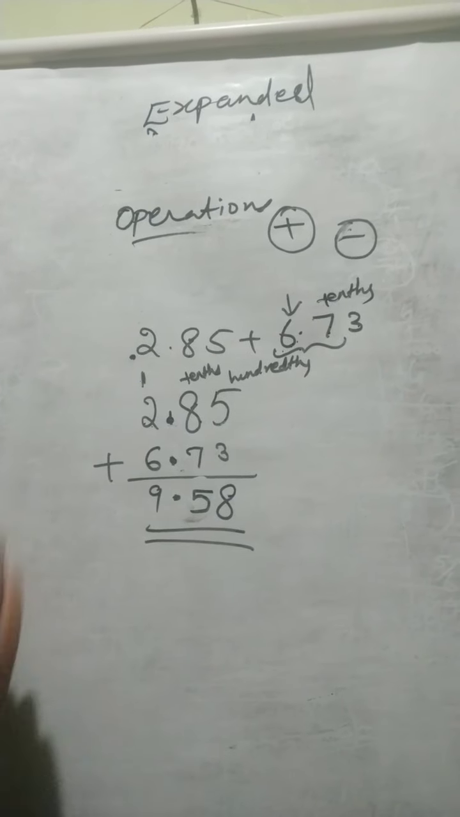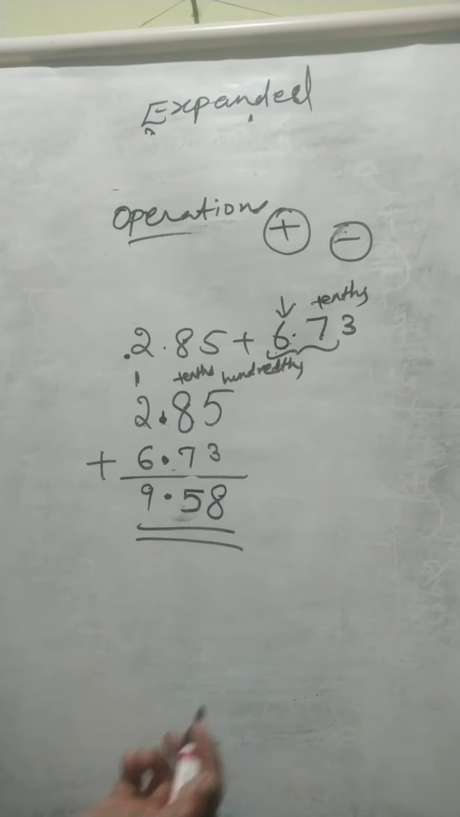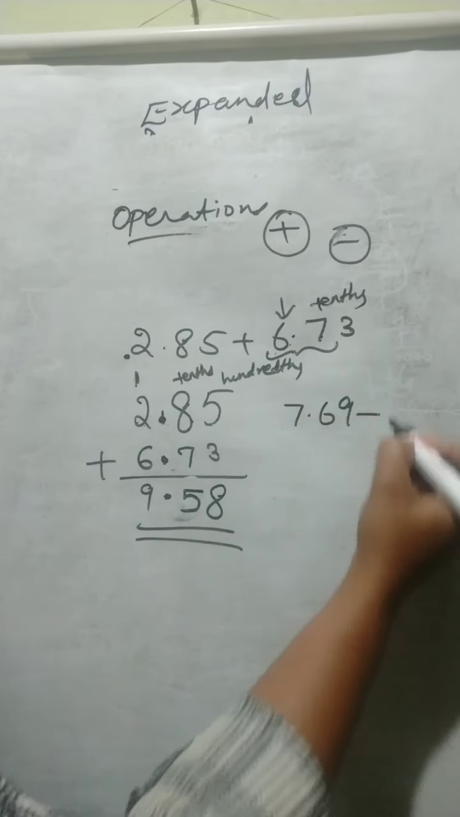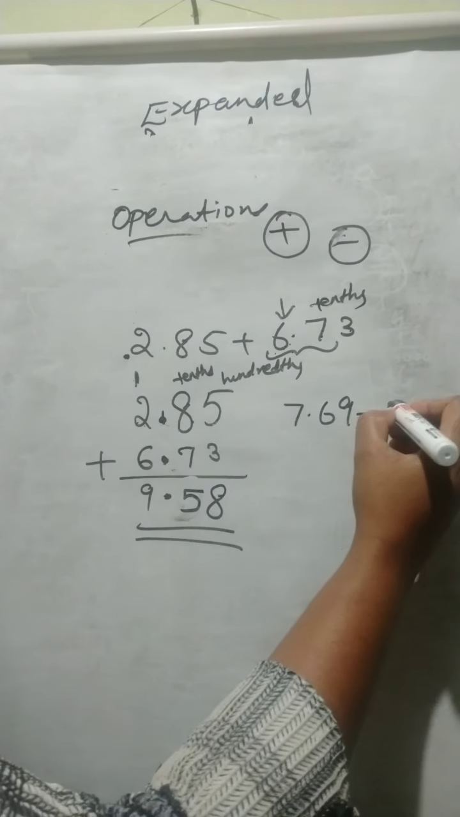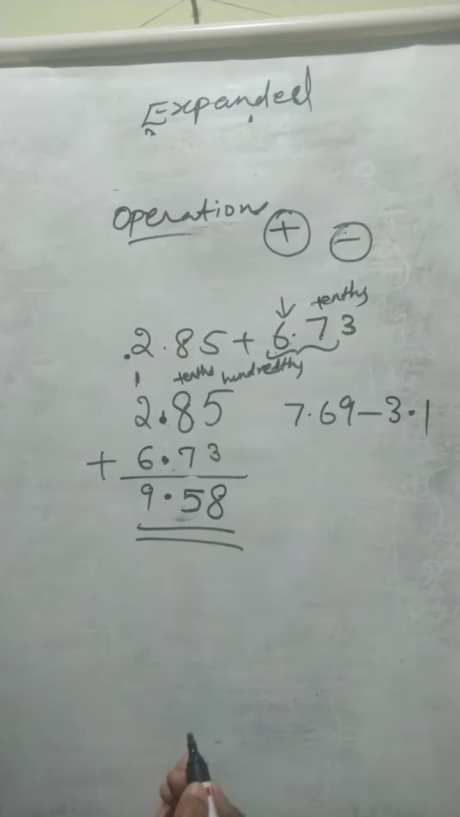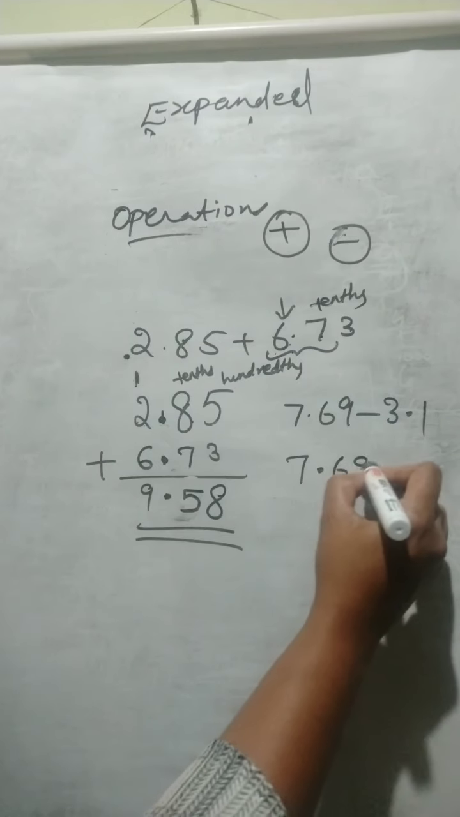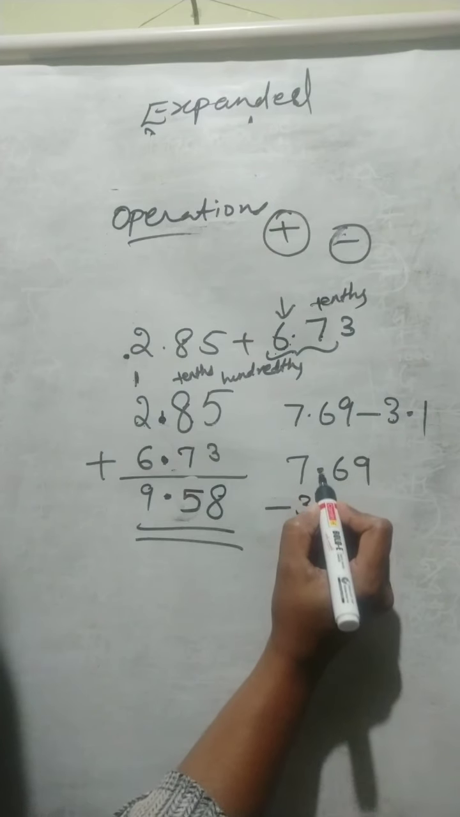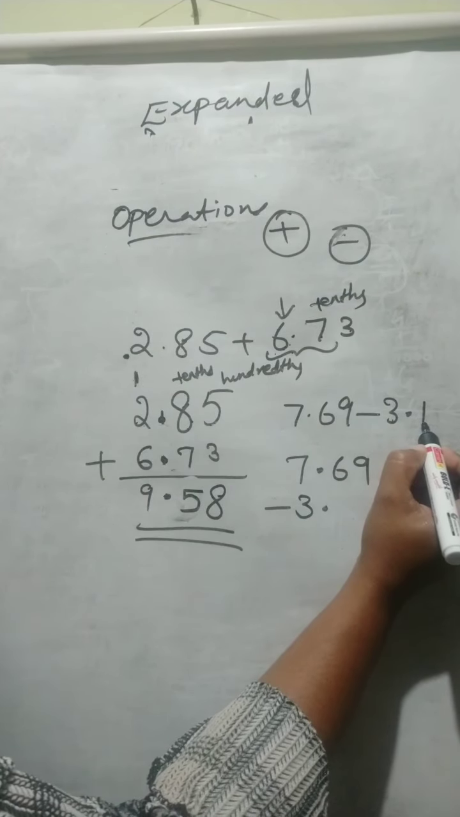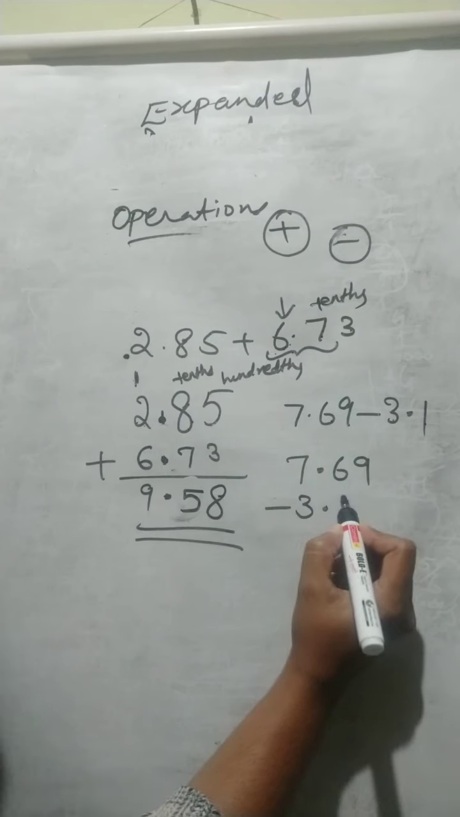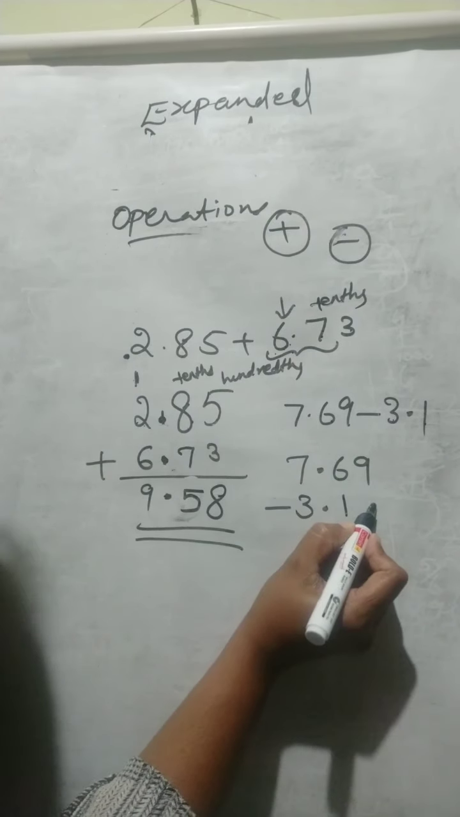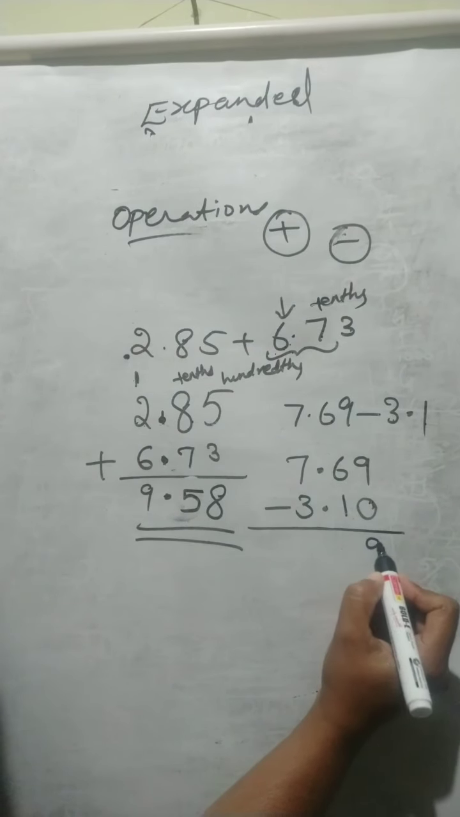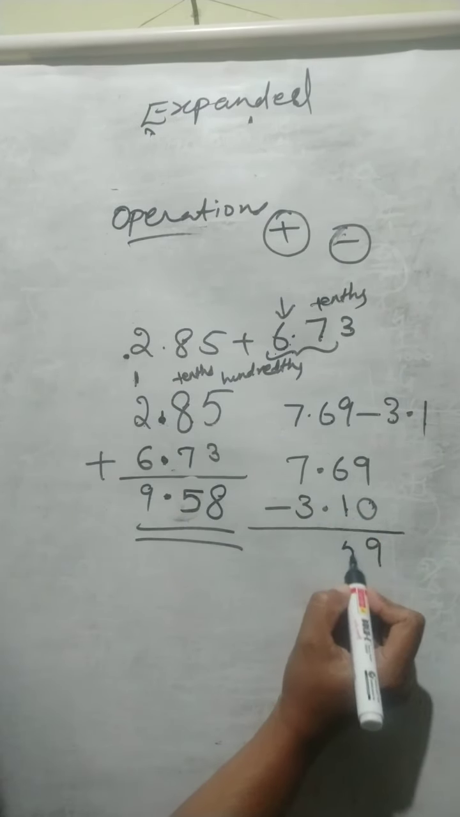Same way in case of subtraction also. For example, 7.69 subtracted by 3.1. How can we do? Here 7.69, then subtraction. 3 is in ones place. The point will be in the same line. 1 is in tenths place, here 6 is in tenths place. So to avoid the mistake, we can keep 1 and 0. Okay. Then 9 minus 0, 9. Then 6 minus 1, 5.